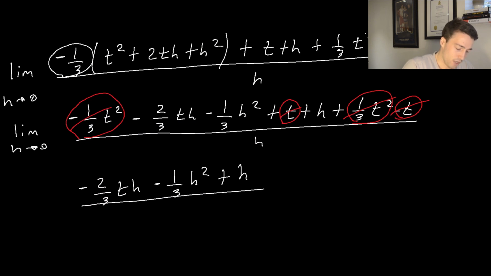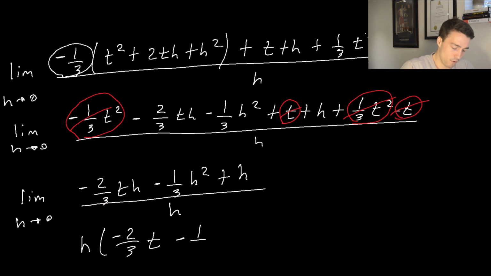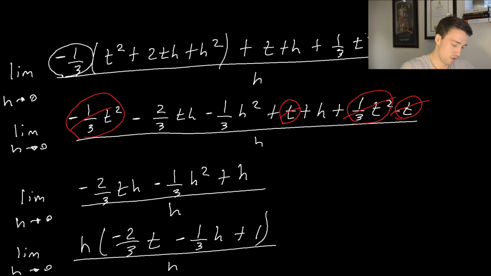And now if we rewrite this function, negative 2 over 3 th minus 1 over 3 h squared plus h, we now see that there's actually a common term in the numerator here, and that common term is this h. Each one of these values has an h term in it, so I'm going to factor that out. So it's going to be negative 2 over 3t minus 1 over 3h plus 1. This is all divided by h.